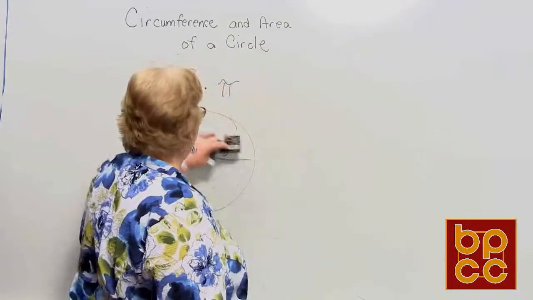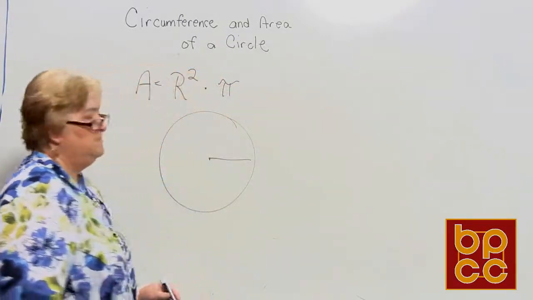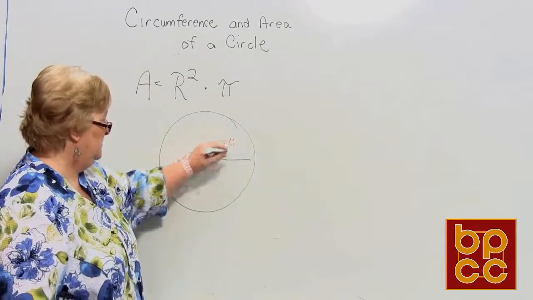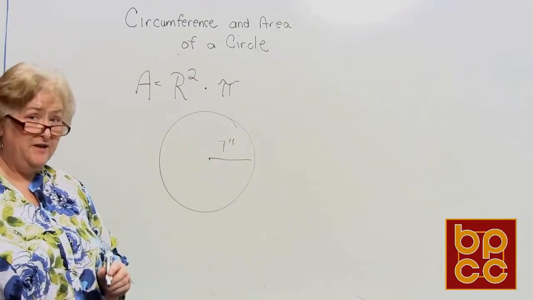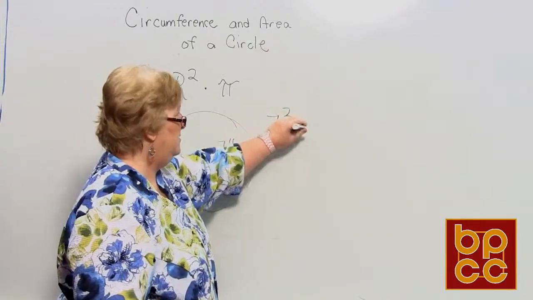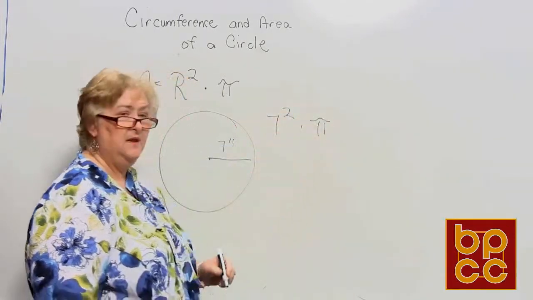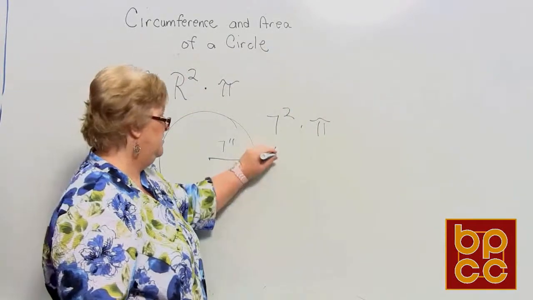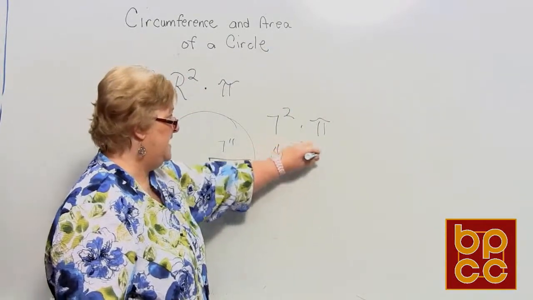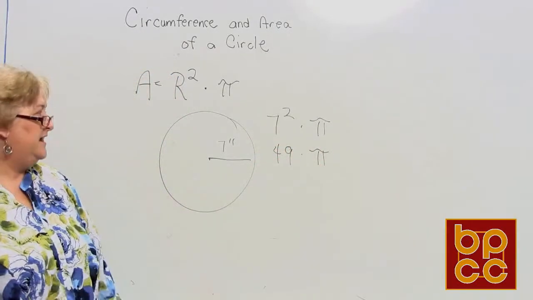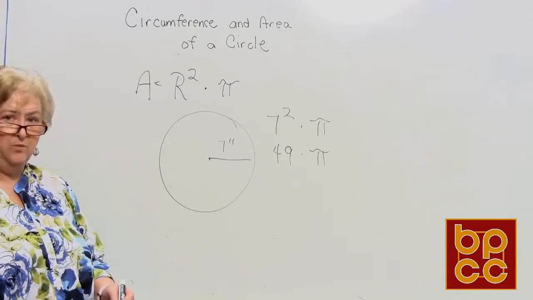What if we had, let's just say the radius is 7 inches. Okay? 7 inches. Now, I'll need radius squared, right? So that's going to be 7 squared times pi. And 7 squared, don't multiply by 2. 7 squared, 49 times 3.14. I'll let you work that out yourself. But you know the direction that we're going here.